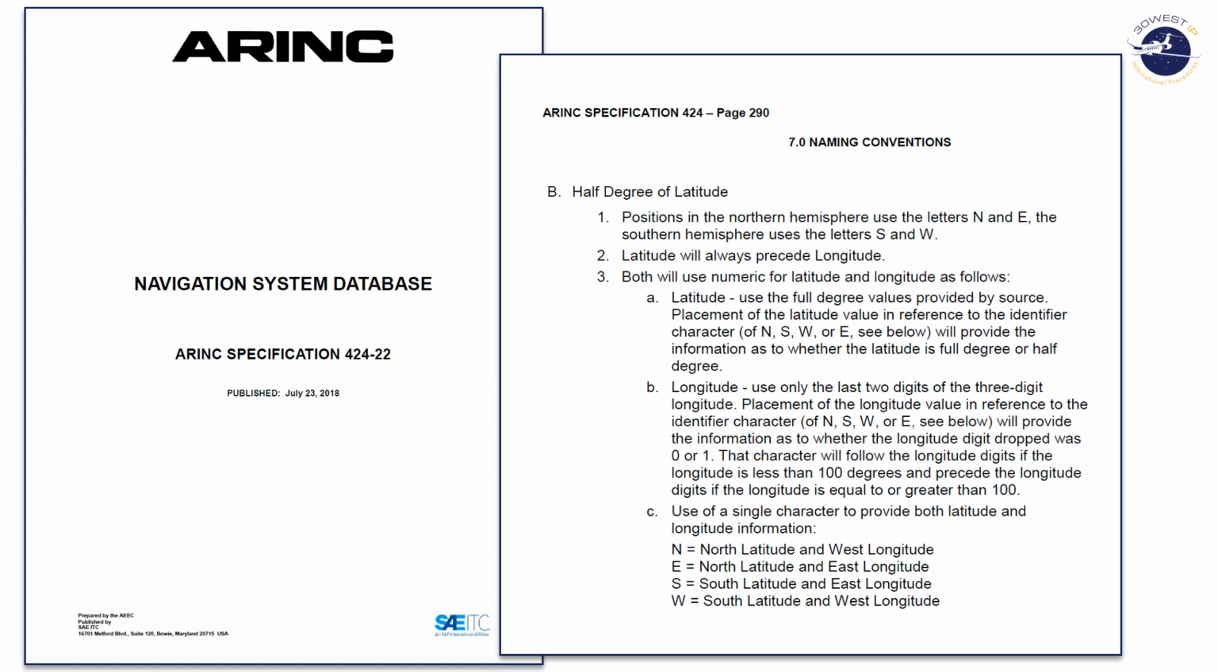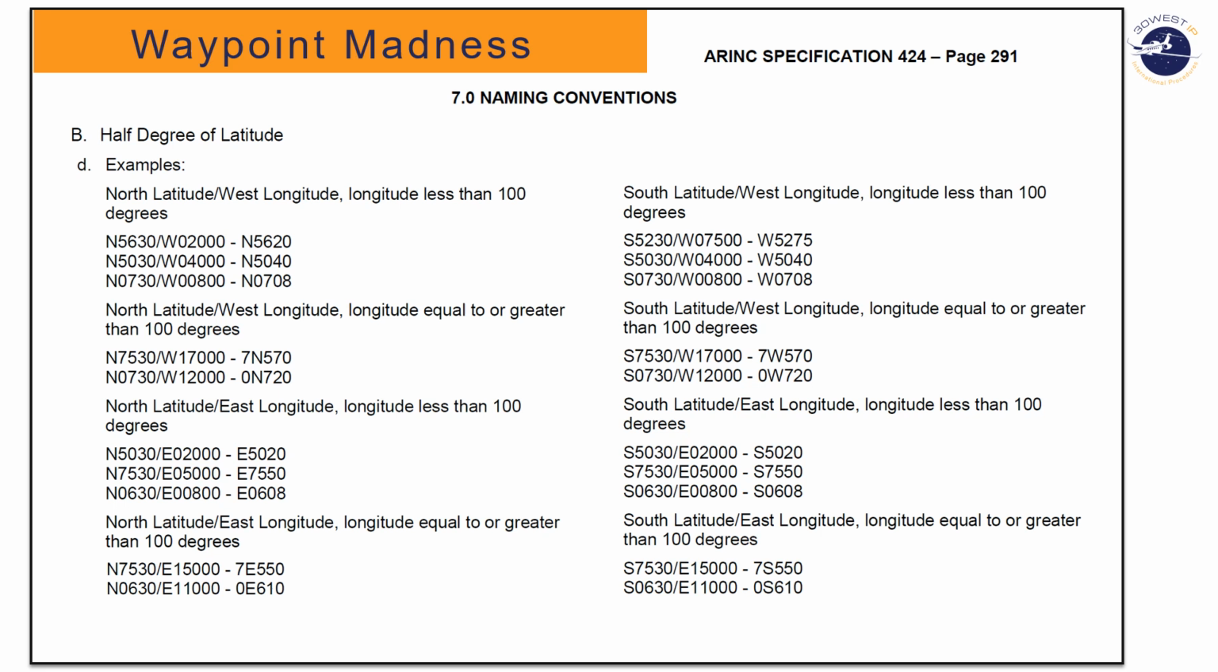So this section sets a standard for coding these latitude and longitude waypoints into a navigation database, including whole degree and half degree latitudes. It's very likely that most of you have enough experience with the whole degree of latitude waypoints that you could look at the ARINC 424 5-digit character format and easily figure out the latitude longitude for those waypoints. But the half degree of latitude waypoints are probably a different story.